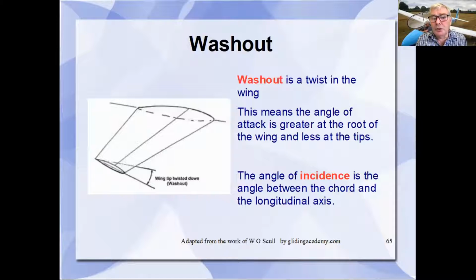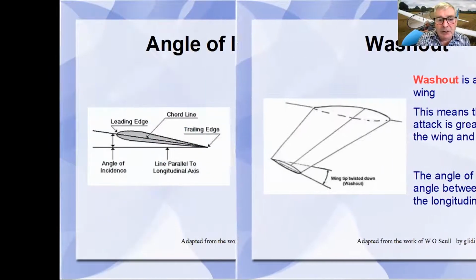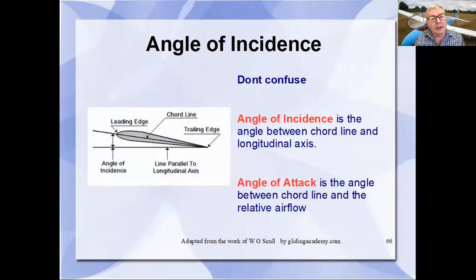Now moving on to washout. Washout is a very simple idea, and it's basically a twist in the wing. So the angle of attack is greater in these circumstances at the root of the wing than it is at the tips. And you will hear people referring to the angle of incidence. The angle of incidence is the angle between the chord and the longitudinal axis. And it's important that we don't get these two things confused.